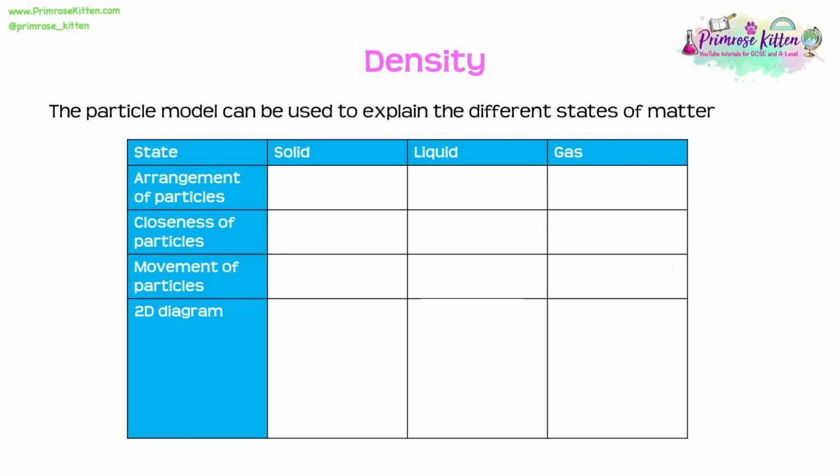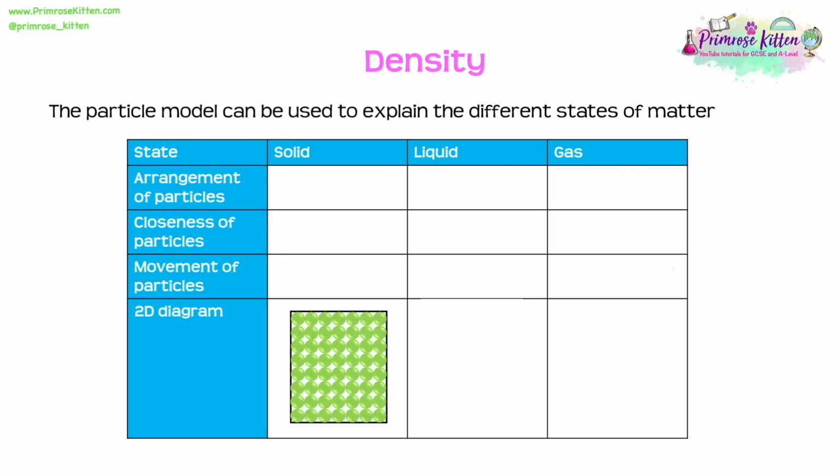The particle model can be used to explain the different states of matter. So if we look at a solid, for example, we can see that its particles are arranged in a regular pattern, they're very close together, and they vibrate about fixed positions. Now, because they're very close together, solids are actually very dense.